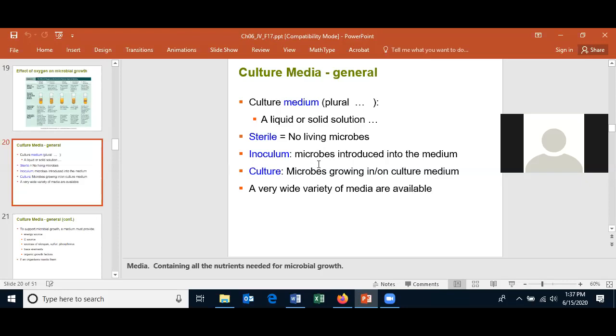There's a wide variety of media that are available. And if you were to go in the microbiology lab, I could show you a book of all the media that they make for microorganisms. And it would be a book about that thick, maybe about that thick. And each page would be a separate media. So it tells you how many different media there are in microbiology. Any question about any of that?